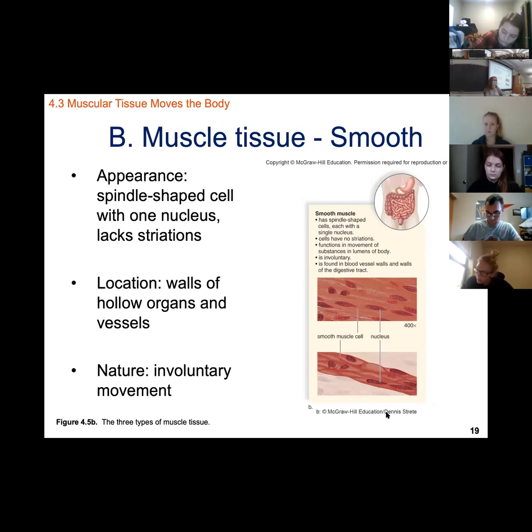So, like your smooth muscle tissue. This appearance is spindle-shaped cells with one nucleus, and it lacks the striation. So it doesn't have that striped, bumpy look on the top like your other muscle tissue does. This is a little bit more flat looking, I would say. It's longer. It has one nucleus. The locations are the walls and hollow organs and vessels, okay? This is like, it's showing a picture there, your digestive system, okay? Aren't you so happy that every time you eat lunch, you don't have to walk your body through how to digest it, right? You're not like, okay, let's go to the stomach.